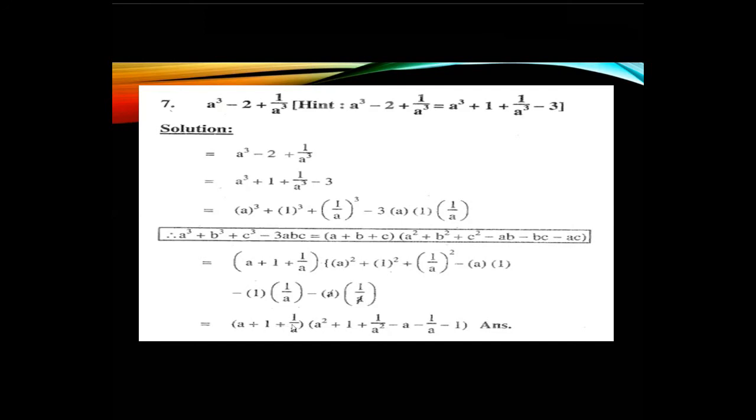Now just write the answer. First bracket as it is, a plus 1 plus 1 upon a. Then a square plus 1 square means 1, plus 1 upon a square, minus a into 1, it becomes minus a, then 1 into 1 upon a is 1 upon a, and here multiply a and divide a will cancel each other and become minus 1.